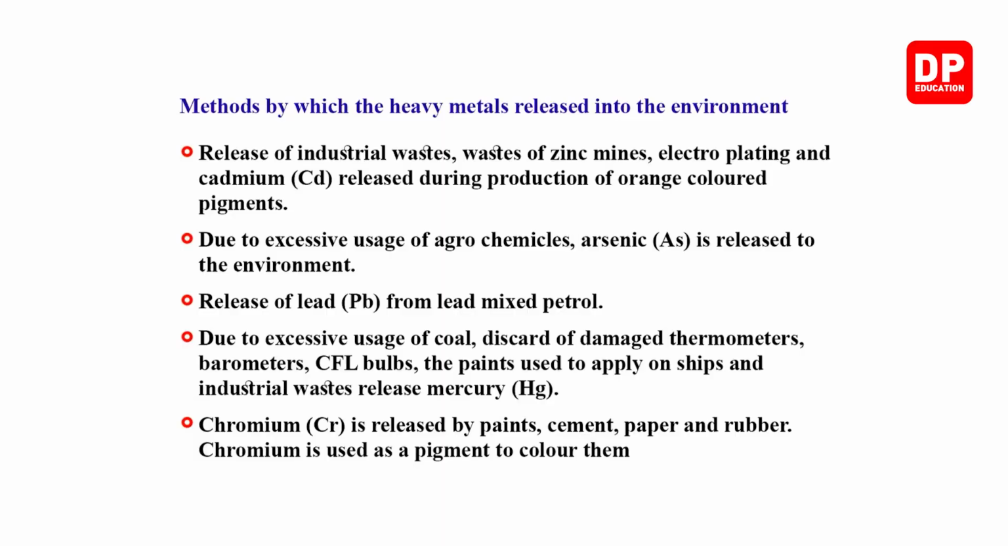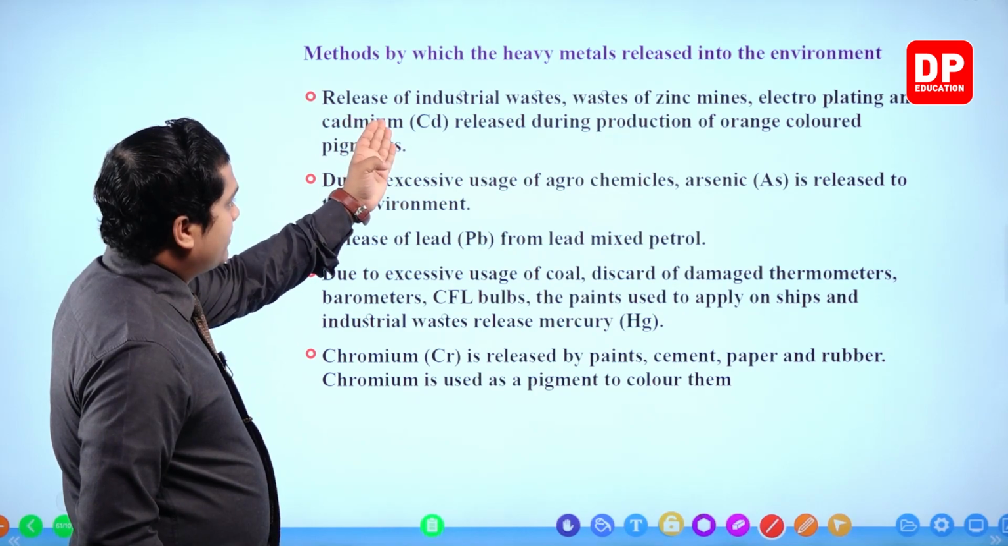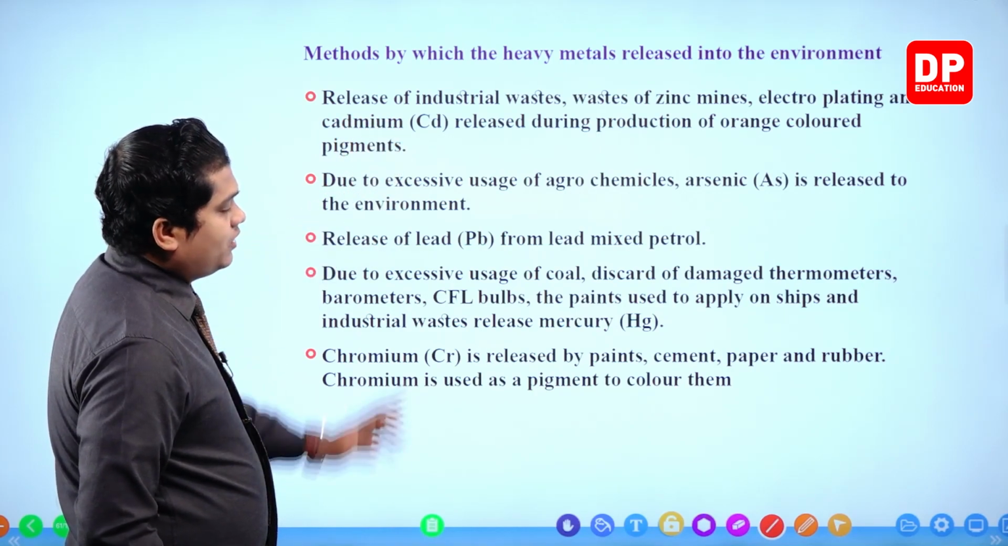Right then. So, methods by which the heavy metals are released to the environment. Now we discussed the definition for heavy metals. Now it's time to discuss the different kinds of methods by which heavy metals are being added to the environment. Under that you are given several points. Let's see. Release of industrial waste, waste of zinc mines, electroplating, and cadmium release during the production of orange color pigments. So mainly these substances are getting released by the release of industrial waste, my dear children.